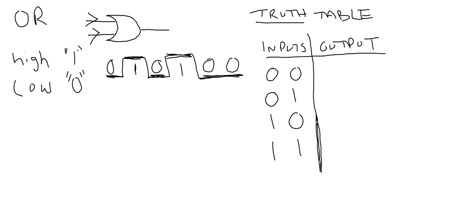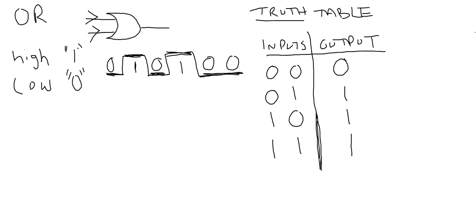So for an OR gate, what would the output be? If there are any ones at the input, there's going to be a 1 at the output. So if both of the inputs are 1, there's definitely going to be a 1 at the output. But also if either input is 1, there's going to be a 1 at the output. The only time that there is a 0 at the output is when both inputs are 0. Okay, so that's the truth table for an OR gate.